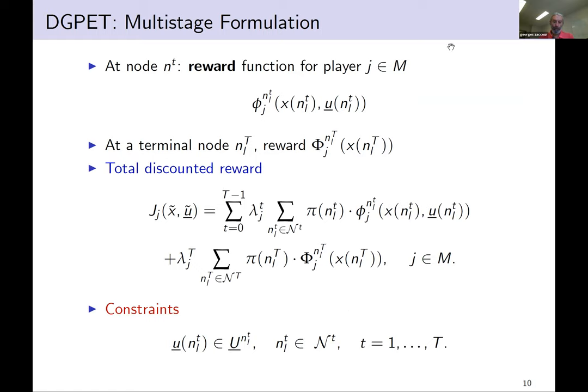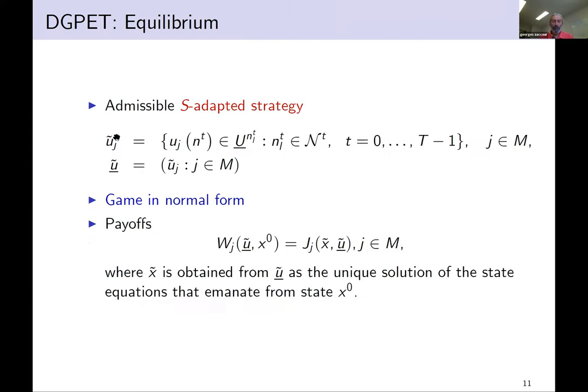Now, we can introduce any types of constraints on games, but let me here say that the control must live in a certain set, which is defined by this capital U bar. So what is an admissible strategy? An admissible strategy is simply a strategy that satisfies the control constraint at any node.